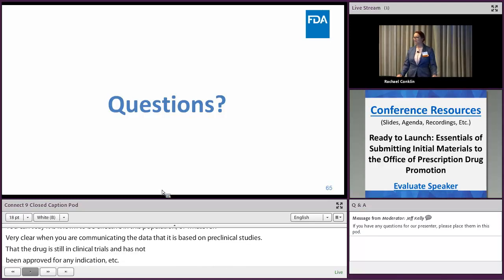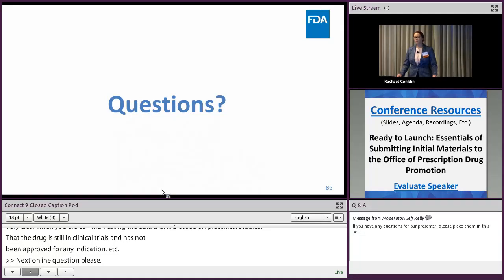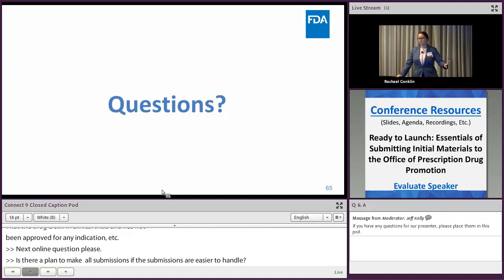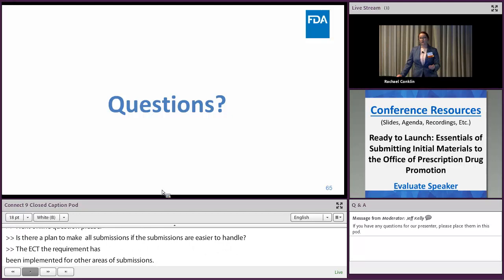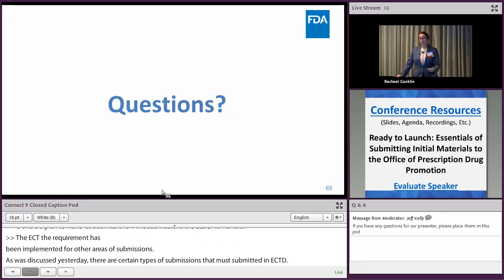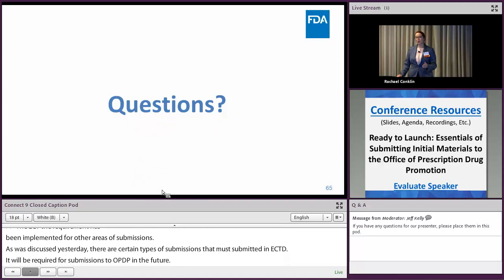Is there a plan to make all submissions in eCTD in the future if these submissions are easier to handle? So the eCTD submission requirement has been implemented for other areas of submissions. I think as was discussed yesterday, there are certain types of submissions that must be submitted in eCTD. It will be required for submissions to OPDP in the future. That will happen, I believe, once the guidance that I mentioned is finalized. It's currently in draft form.